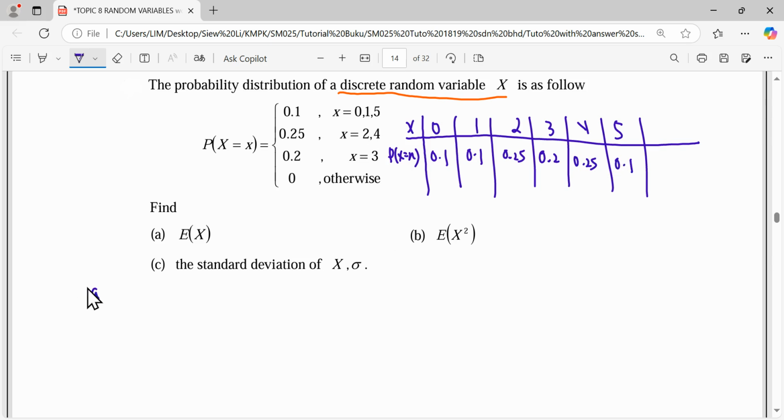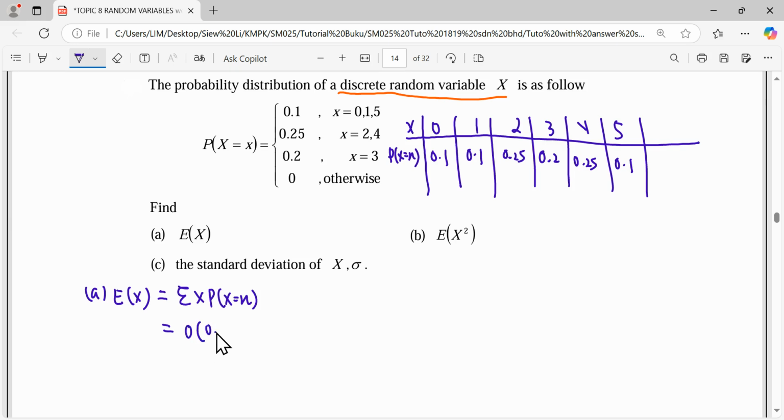So for the first question, we are going to find the expected value, or we call it the mean. So the mean formula for a discrete random variable will be the total of x times its probability. So which means that for all x, x times its probability, we are going to do summation, means we're going to total up.